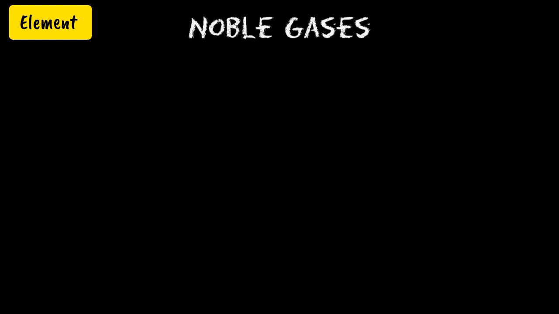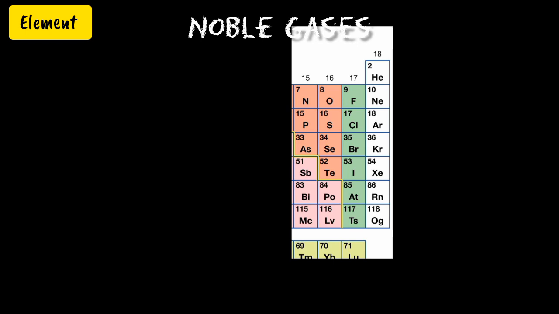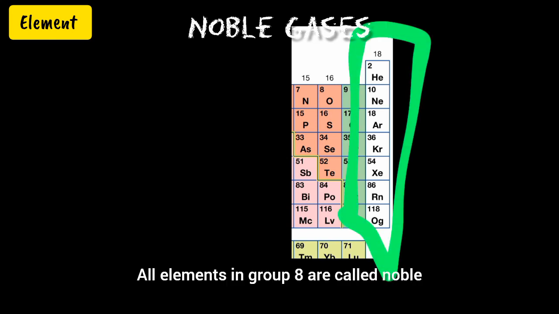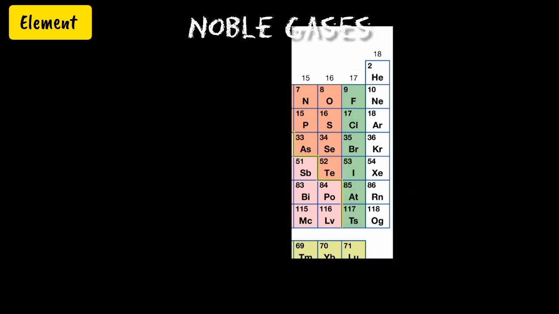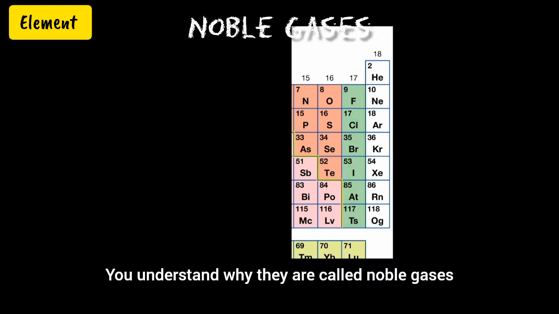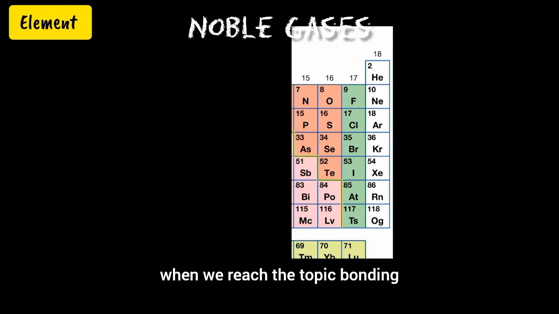Noble gases. The elements in group 8 or 0 have filled their outermost shell. They are called noble gases. All elements in group 8 are called noble gases. You will understand why they are called noble gases when we reach the topic bonding.